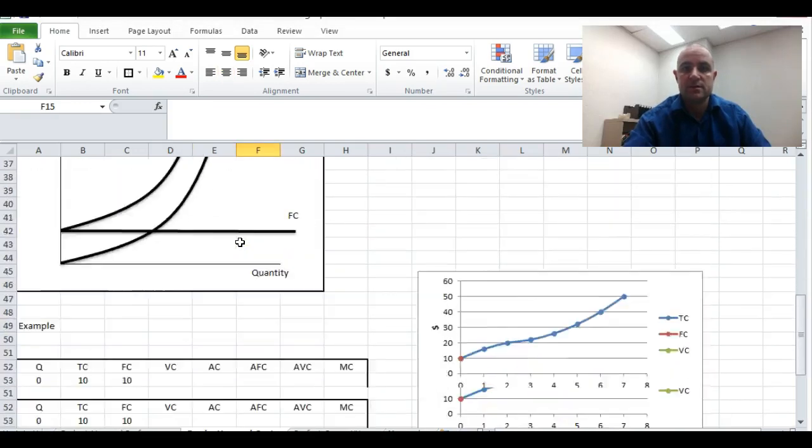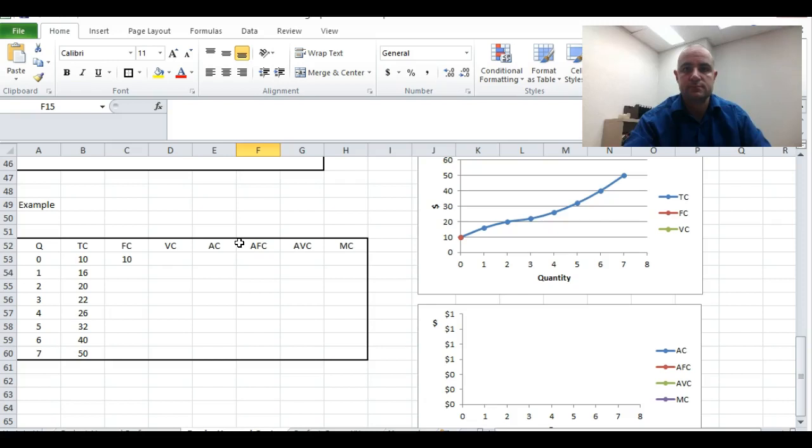So when we go over here, let's look at an example where we have our output, so Q of 1, 2, 3, 4, 5, and our total cost. Now, in this example, if this is all that I gave you, you could find your fixed cost, your variable cost, average fixed, average variable, and marginal, all from this. So you might say, well, I don't understand. There's one easy place to start.